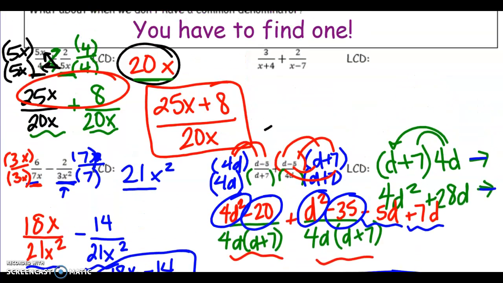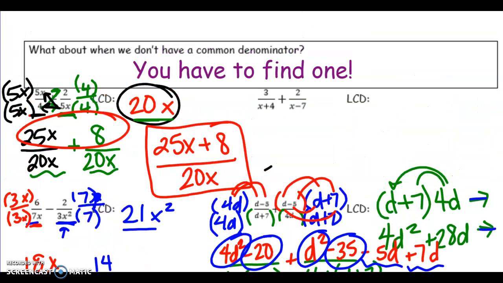Okay, so on the top, nothing is in common, so I need to multiply both of them. It's actually going to be x plus 4 times x minus 7. Now again, we could FOIL that out. Don't really have to, so we're just going to leave it on the bottom.